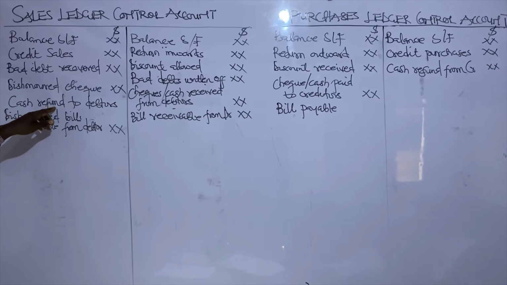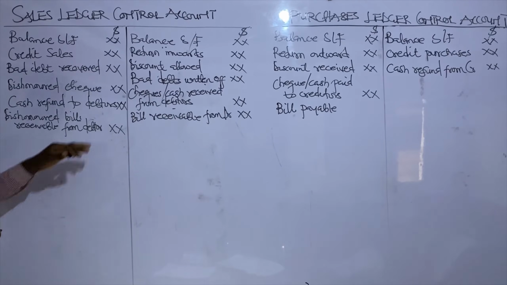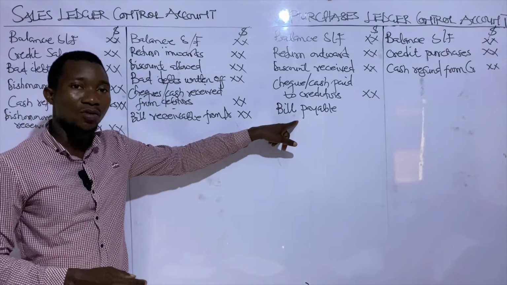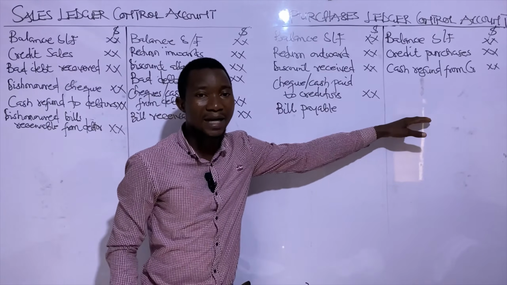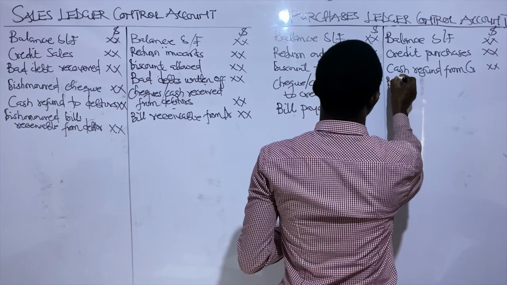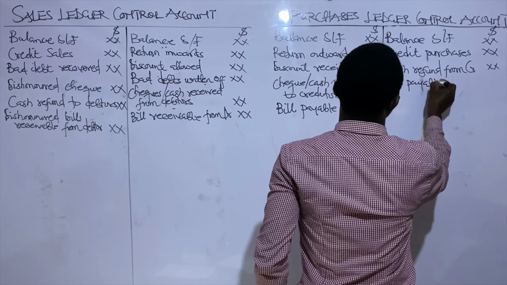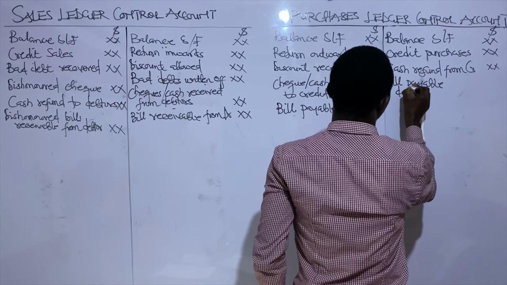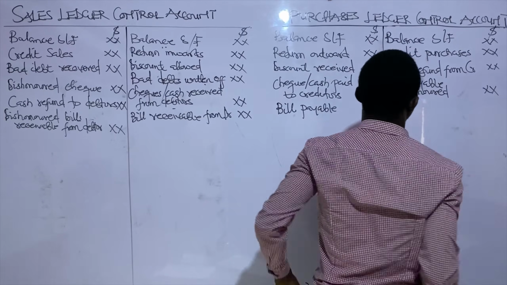So cash refund to debtors. I did not write this. Let me bring it. Is that okay? Good. A cash refund to debtors should be debited. The same way, the bill payable could also be dishonored. So if a bill payable is dishonored, it should be recorded at the credit side. Is that okay? So bill payable dishonored, to reinstate the debt on the creditor's account.